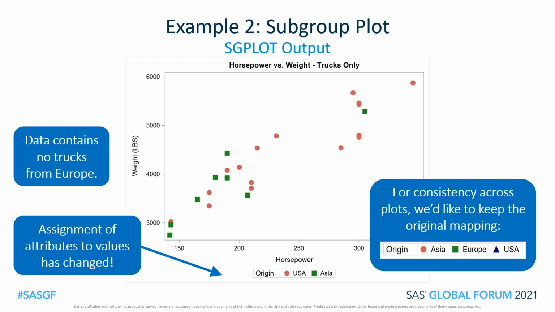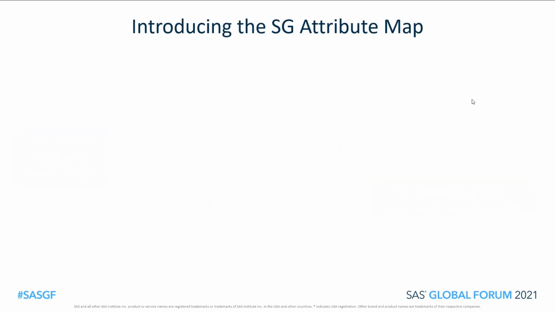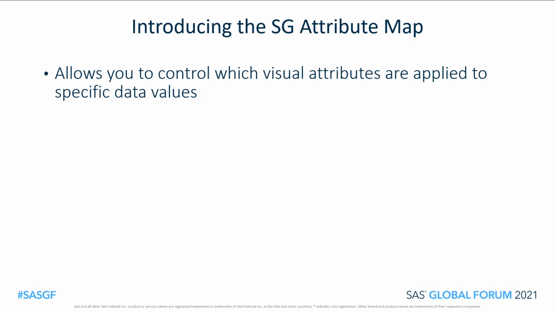Well, attribute maps are what are going to allow us to do that very easily. What is an attribute map? Well, it's a mapping that allows you to control which specific visual attributes are applied to specific data values. In the plots that we just did, the visual attributes were assigned basically in the order that those values appeared in the data.